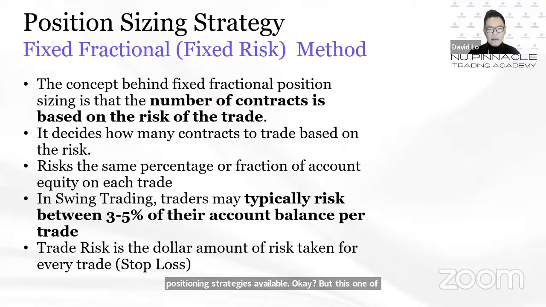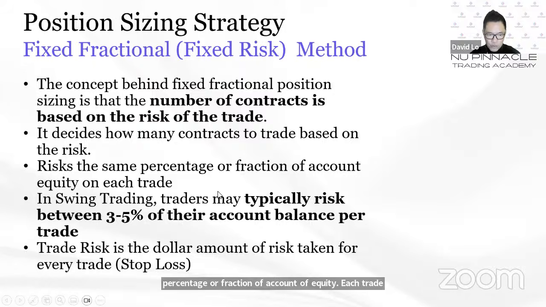You basically trade the number of contracts according to a fixed fraction. So how is it calculated? I will show you. It decides how many contracts to trade based on the risk. The risk we're talking about is the same percentage or fraction of account equity each trade, right?